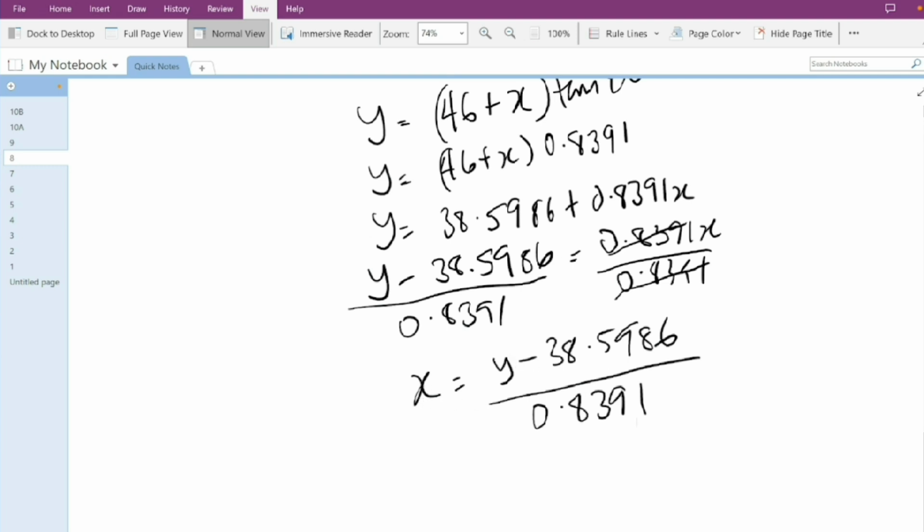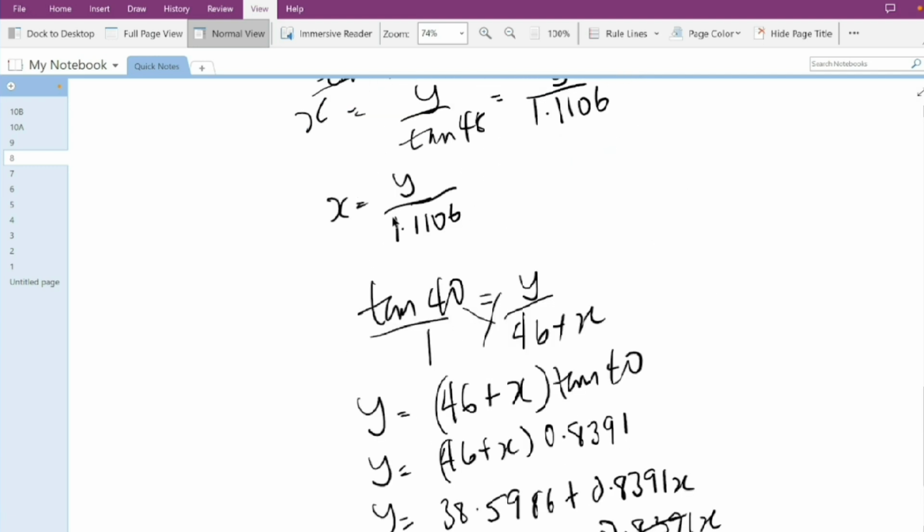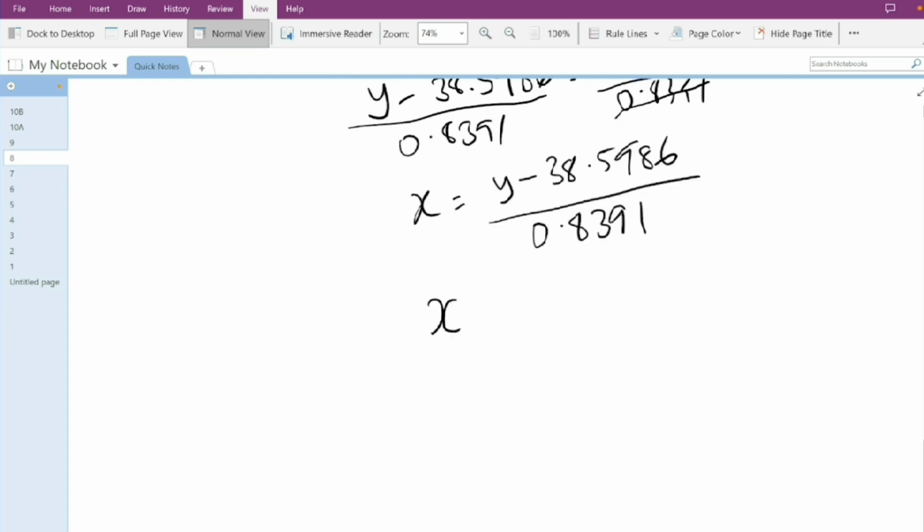We made x to stand alone, same as we did to equation 1, which is this. We can then equate both values to one another. We can bring out our first equation, which is x equals y over 1.1106. This is one we derived with equation 1 by making x subject of formula, and this is one we derived with equation 2 by making x subject of formula. We can now equate the value for both x's to themselves, because it's still the same thing either way. That's what it means.